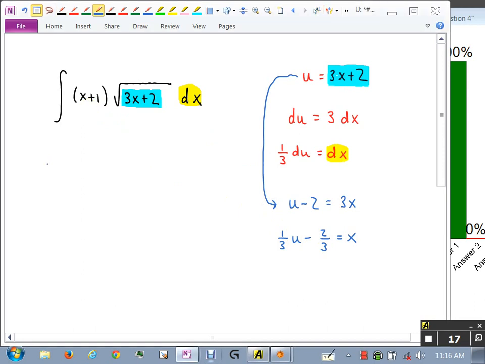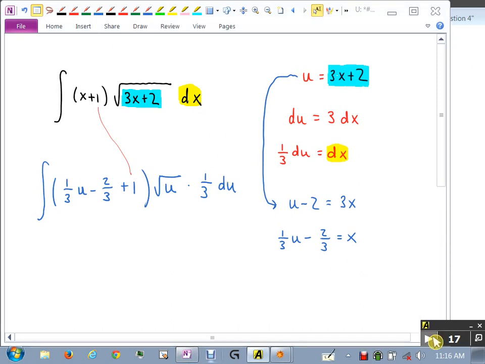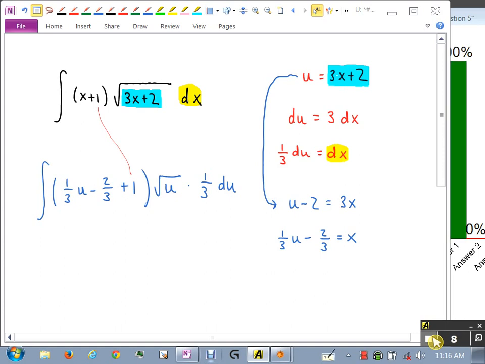So here I go. I'm rewriting the integral. It will be 1/3, yes. I have 1/3 u minus 2/3. That's what x was. Then plus 1. Remember that 1 is coming from there. And then square root of u. And then 1/3 du. That's my dx. Okay, yes or no? Hate to have to make you keep clicking, but I want to make sure I'm not losing anyone here.